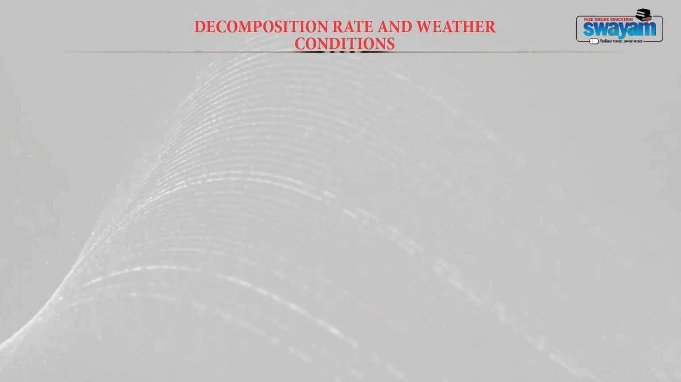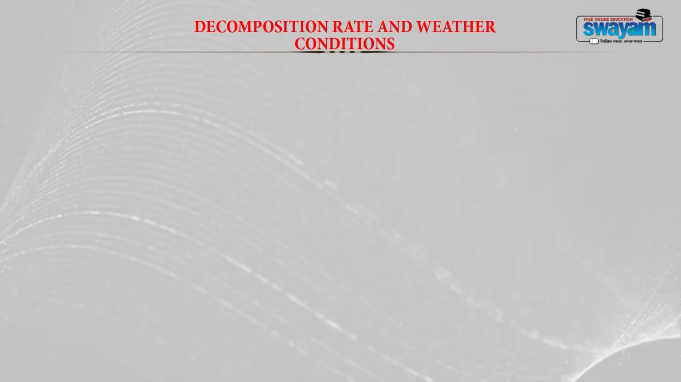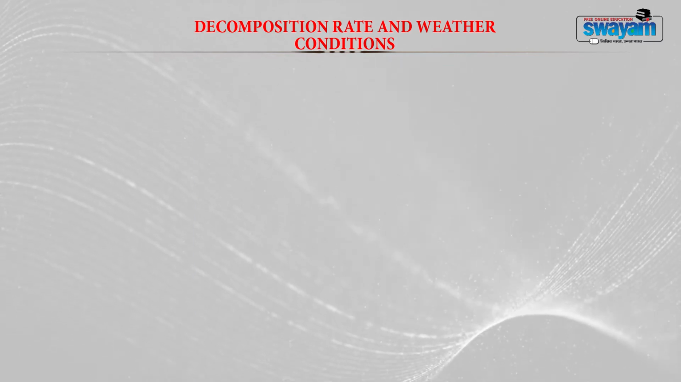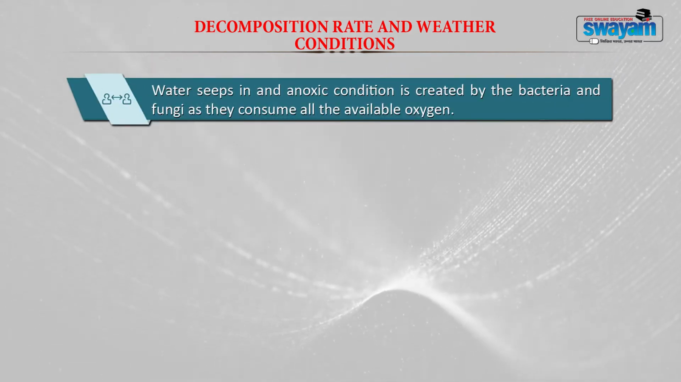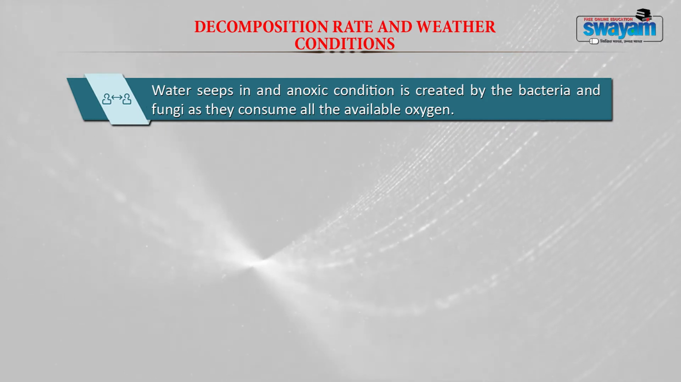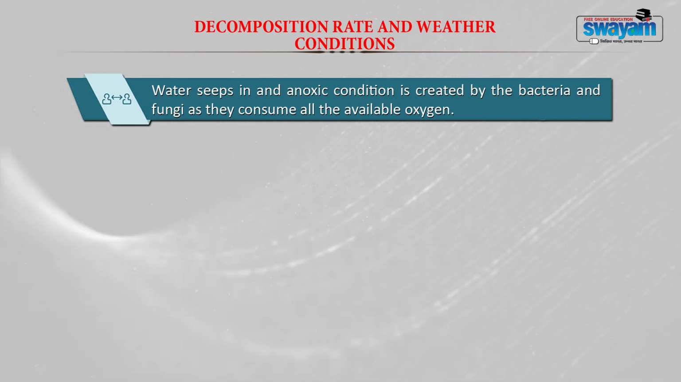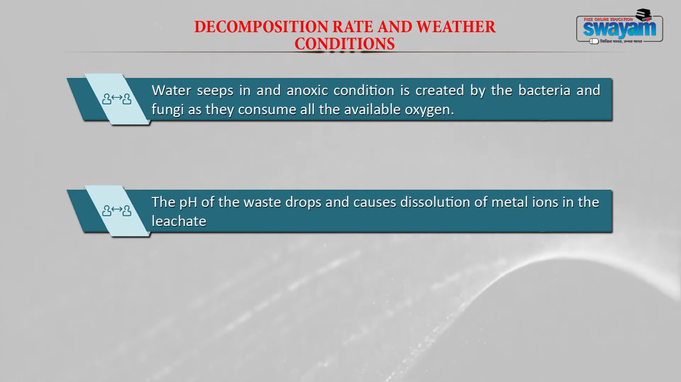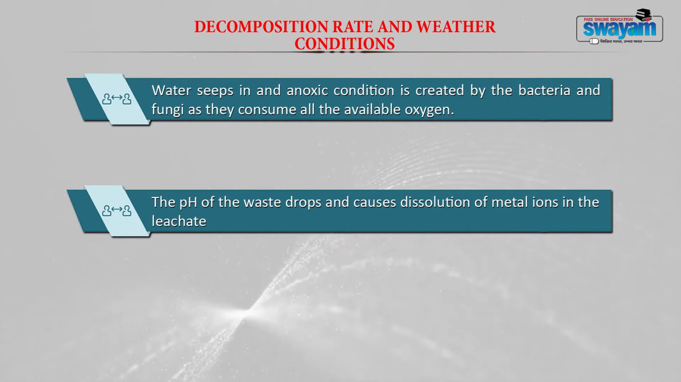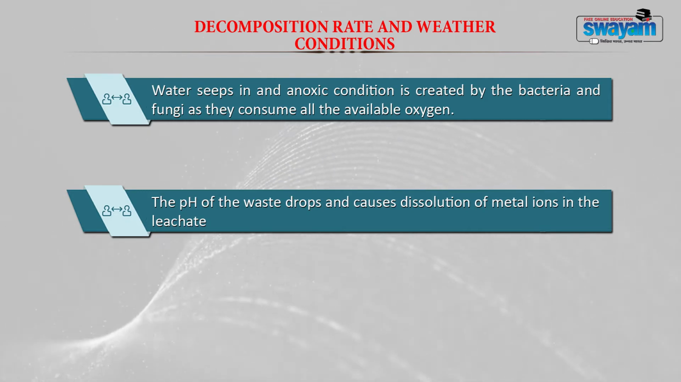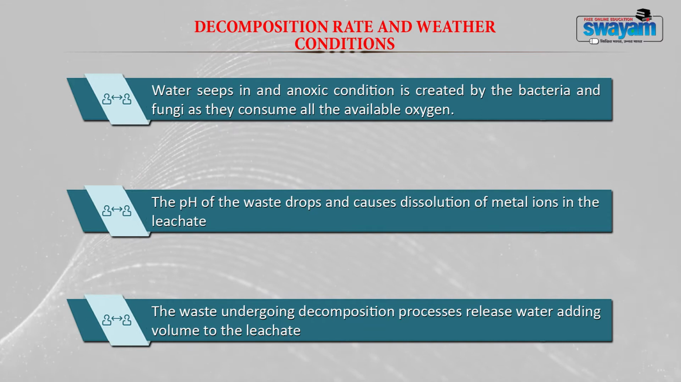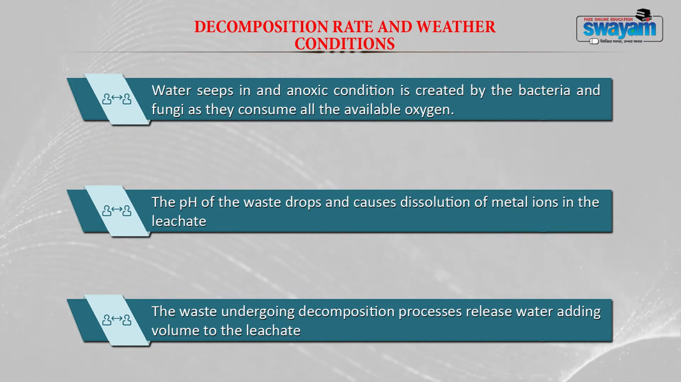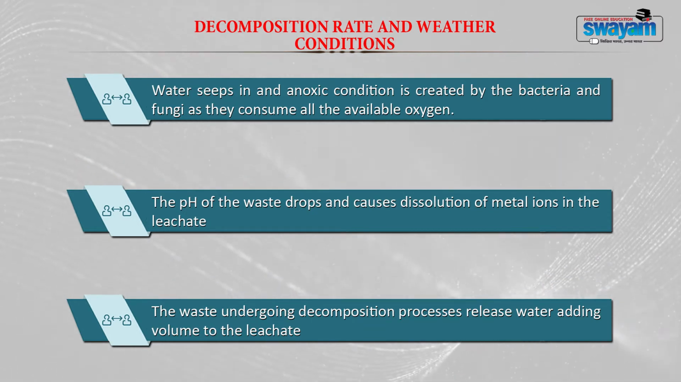Now, how does the decomposition rate and weather condition influence your leachate composition? During the decomposition process, when the water seeps in, it creates an anoxic condition. During this anoxic condition, which is created by the bacteria and fungi, a lot of oxygen is consumed. The waste pH drops and this results in the dissolution or increased solubility of metals in the leachate. The waste undergoing decomposition also releases water which adds to the volume of leachate.